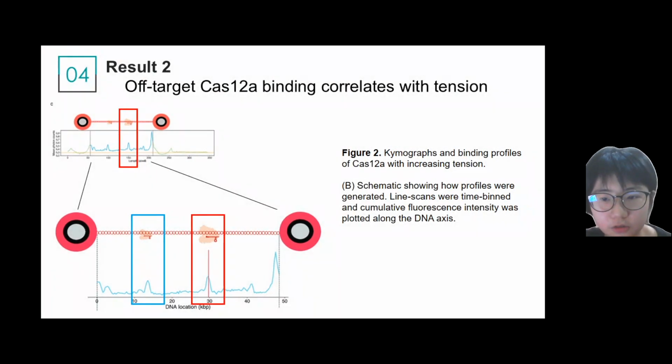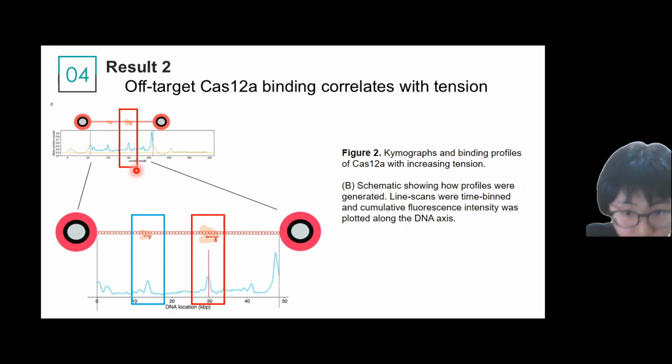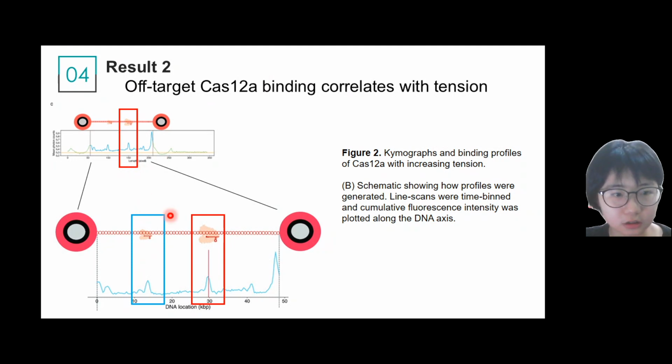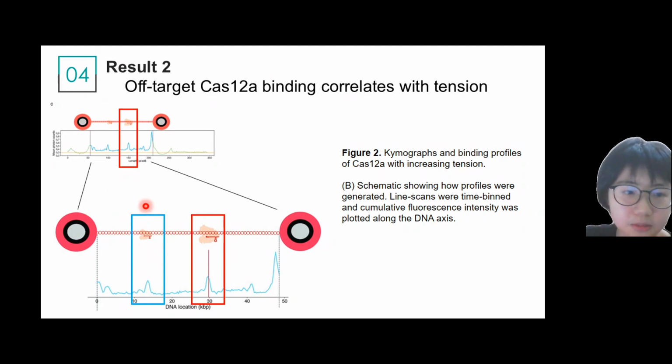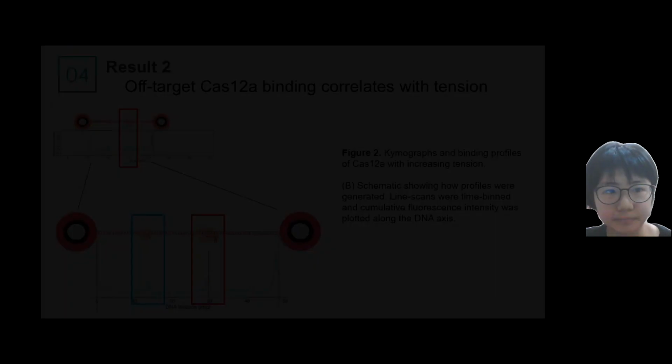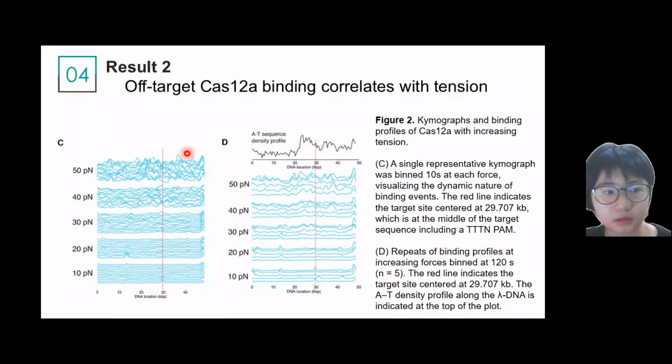The location of the target sequence is about 129 to 345. And we can see the off-target is B1, and it happens only when the tension is big. In figure C, the binding is of ribonucleoprotein at multiple sites.